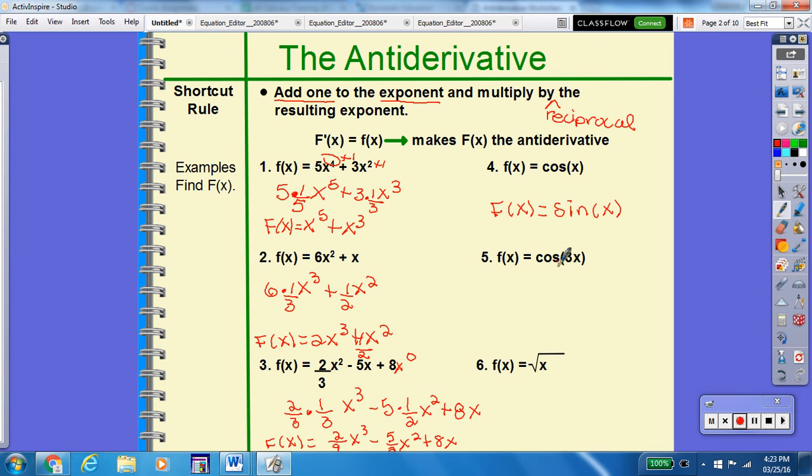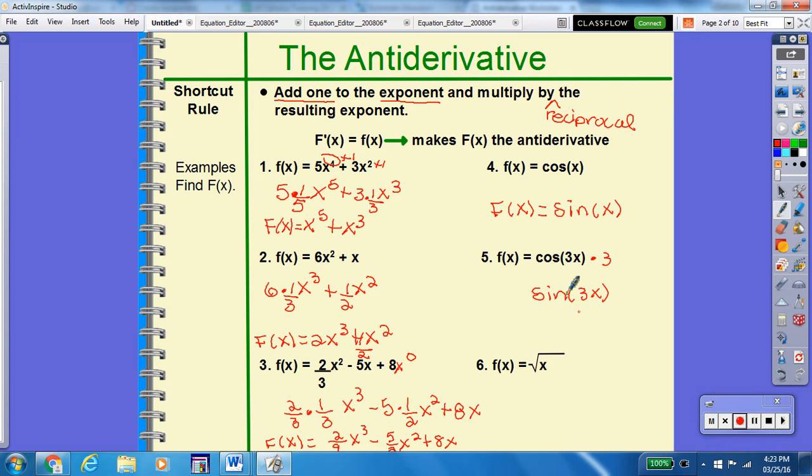Here, a little more interesting, it's a composite function, so I have cosine of 3x. I know that the antiderivative of cosine, of course, is going to be sine, but I have to keep the 3x in there. But I have to think to myself, if I take the derivative of sine of 3x, the result is going to be cosine of 3x times 3. But I don't want to have a times 3 because the function didn't have a times 3. It had a times 1. The coefficient was 1, not 3.